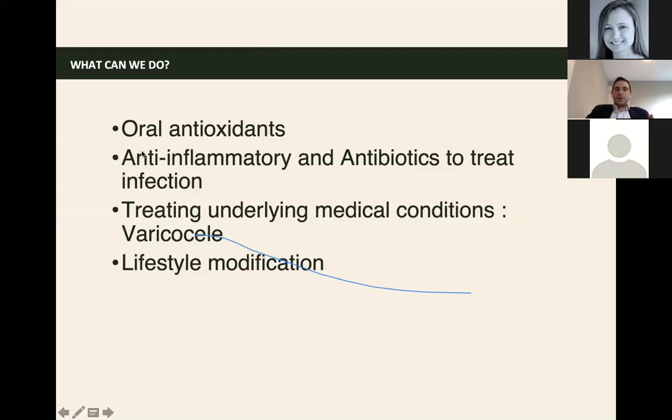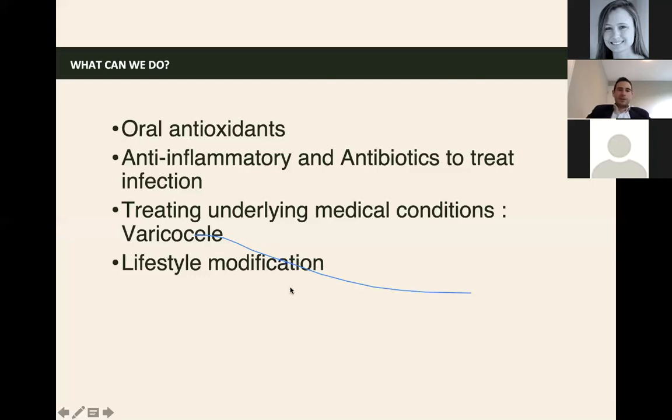The more probable evidence is for anti-inflammatories and antibiotics to treat an infection. So if you have a male patient who has a high DNA fragmentation index and he was found to have a sexually transmitted disease, or he has fever or an infection, it makes sense to treat him with an anti-inflammatory and antibiotic. And we have many cases where the DNA fragmentation index reached 50%, and after treatment with antibiotics, it went down to normal levels.